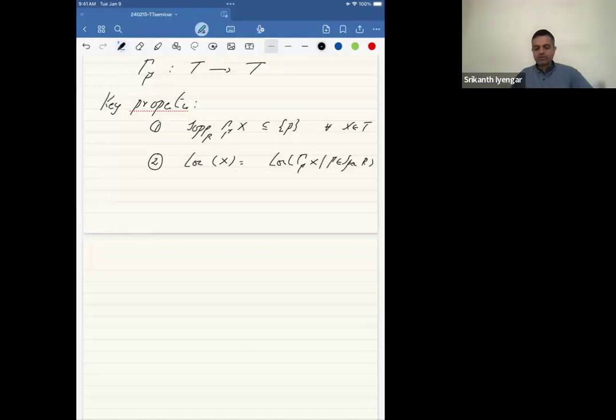Okay, so these two always hold, but minimality doesn't follow from the axioms, but it's an additional property that one introduces. So minimality is not for free.